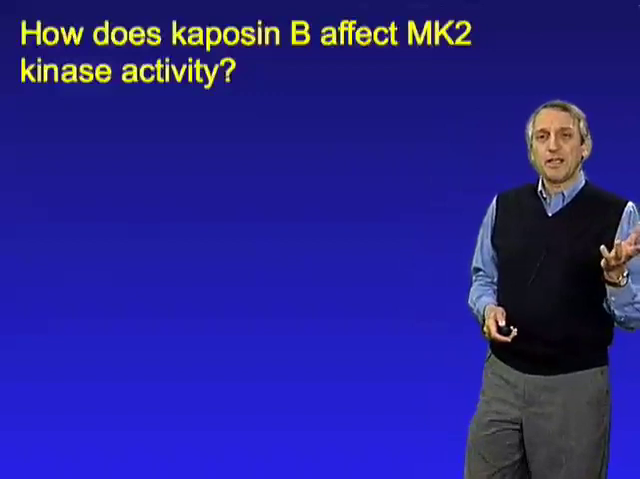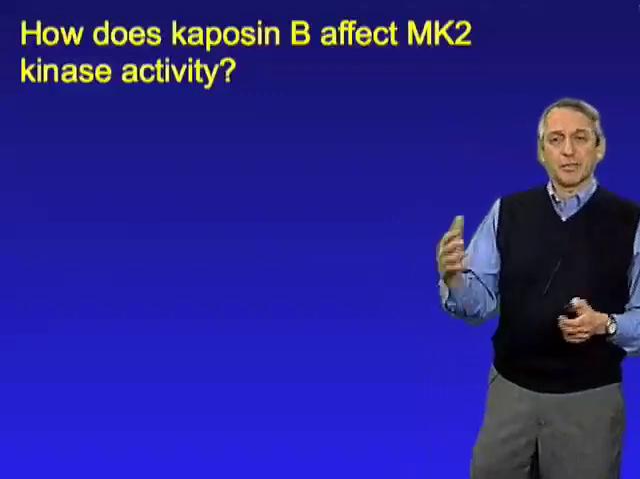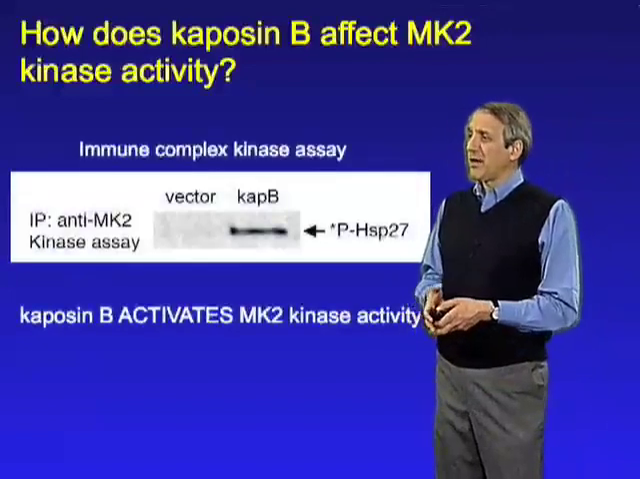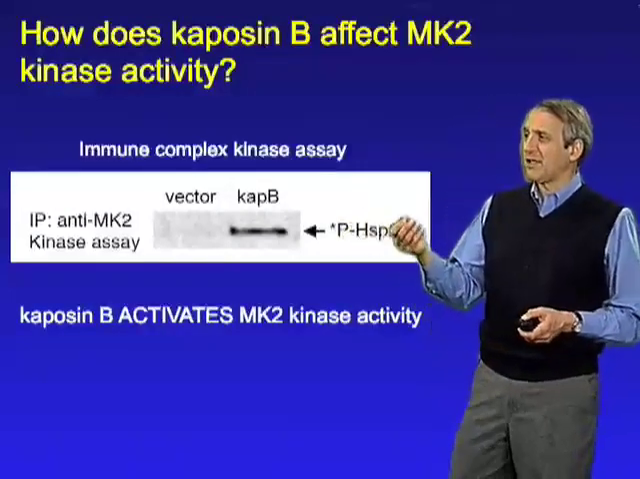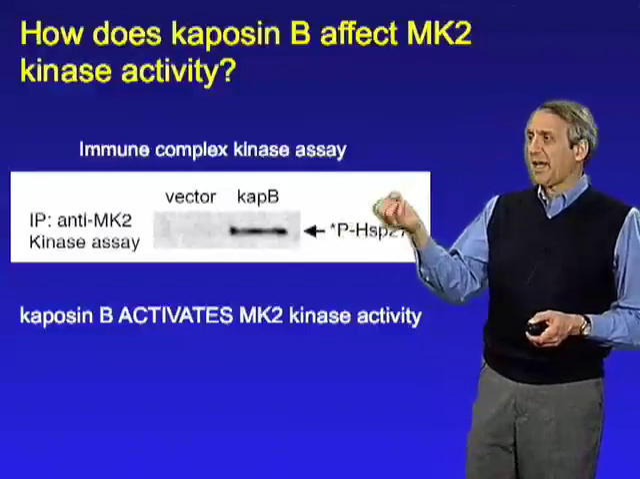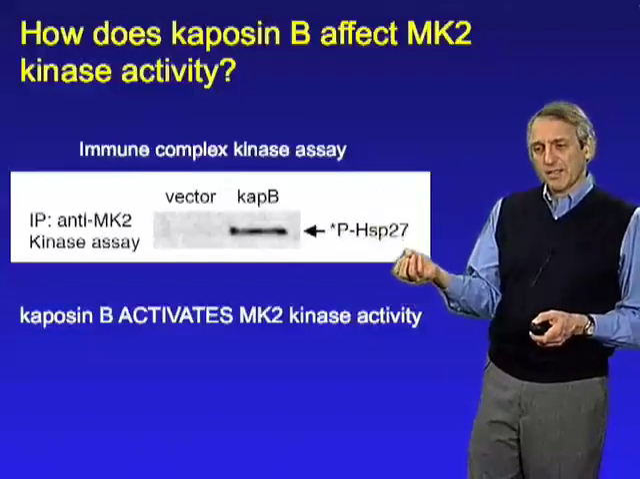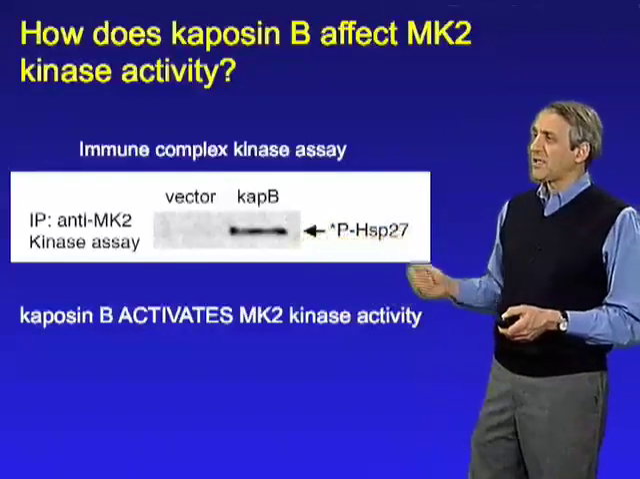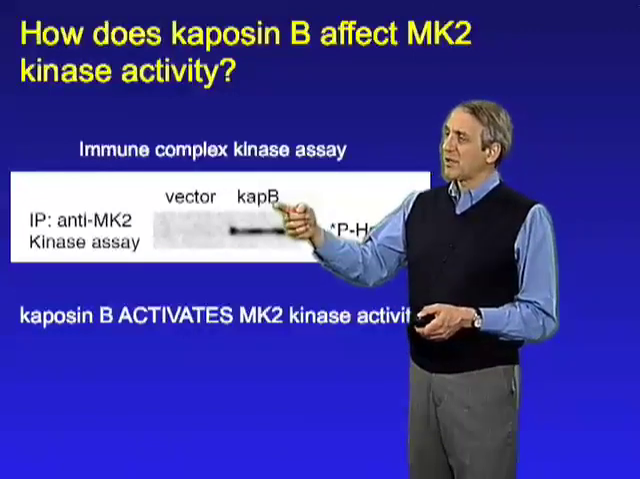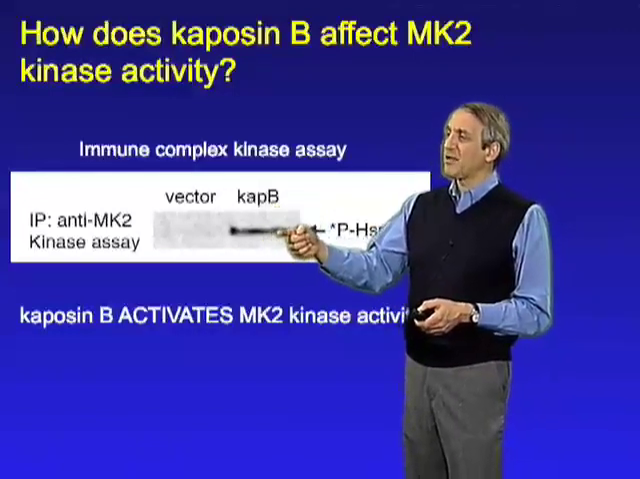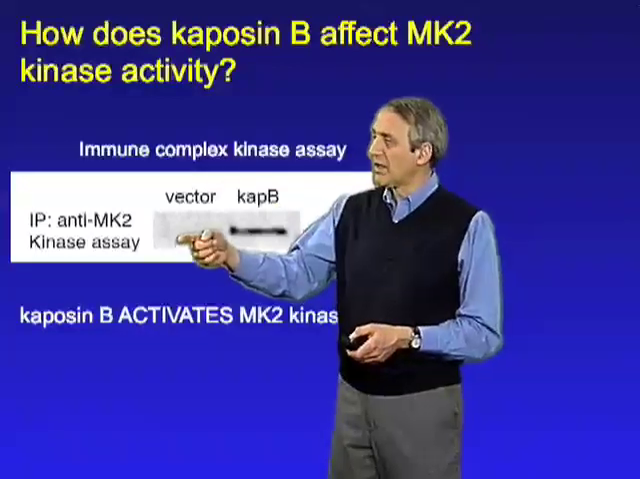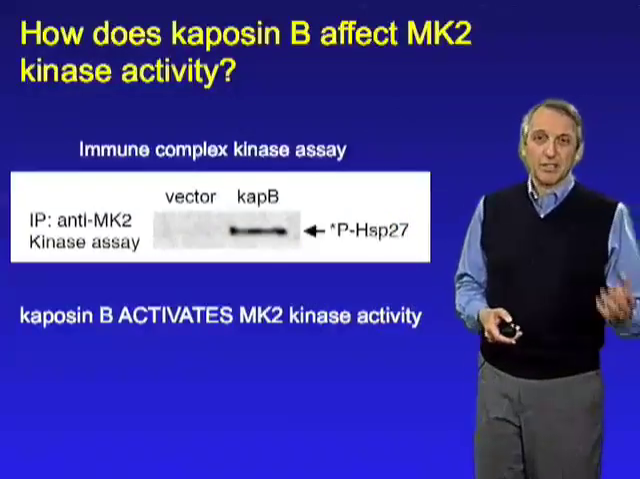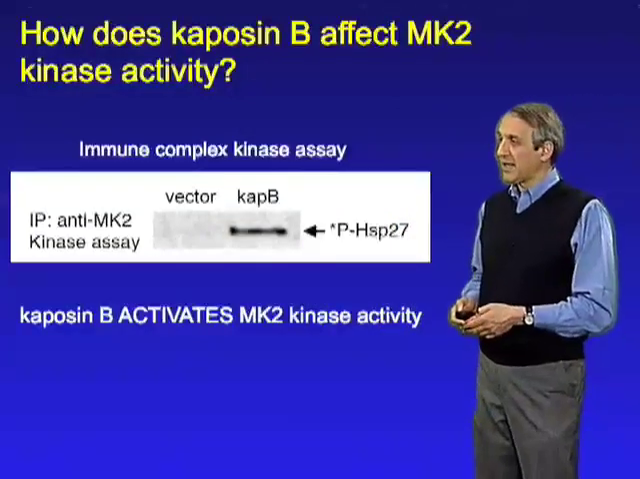Now, how does Kaposin B affect MK2's kinase activity? In principle, it could either be an inhibitor or an activator. But when we do an immune complex kinase assay, that is to say we transfect cells with Kaposin B and now immunoprecipitate MAP kinase associated protein kinase 2 and give it a substrate, in this case HSP27, we can see that cells that are expressing Kaposin B have enhanced MK2 kinase activity compared to the controls that don't express Kaposin B. So Kaposin B's interaction is an activating event. Kaposin B activates MK2 kinase activity.